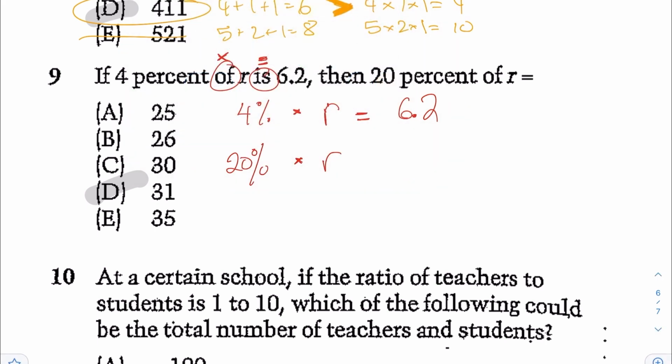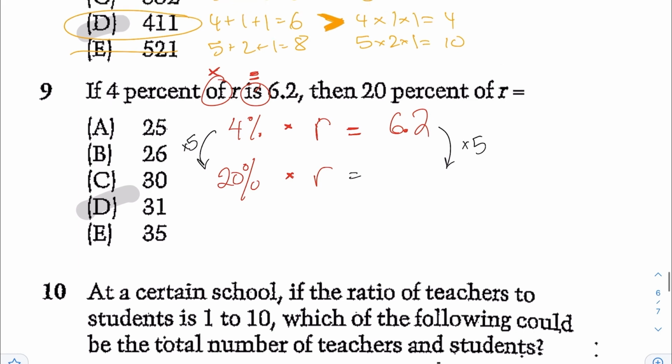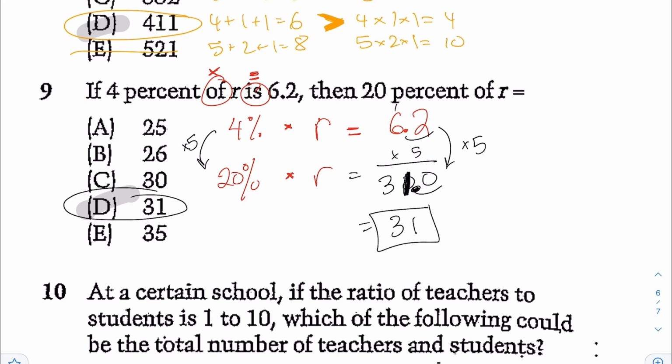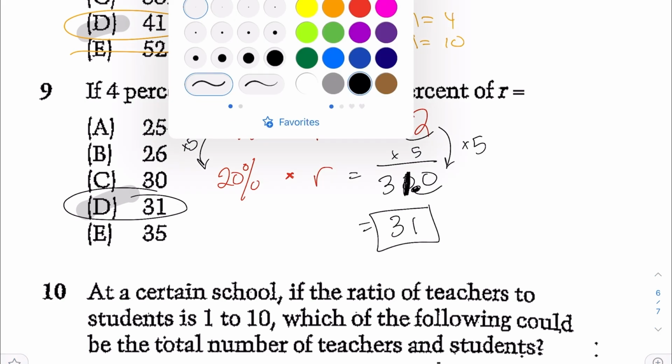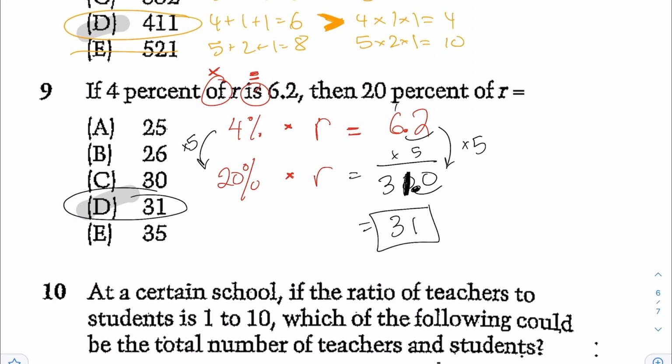So if you take a look at the product here, you have to multiply 4 times 5 to get 20. So then that means on the other side, you also have to do 6.2 times 5 as well. And you have to move the decimal one place. I'm sorry, that's 31. You have to move the decimal one place over. So the answer is going to be 31. And that's choice D. So you don't actually need to solve for R here. You can just turn the word sentence to number sentence and then just multiply both sides by 5.